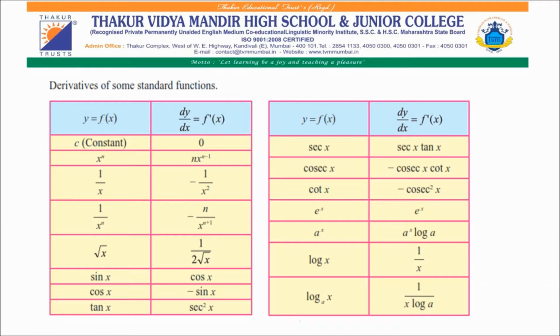Then logarithmic functions. Derivative of log x is 1 by x. Here the log x is written as log x base e; base e is hidden here. So derivative of log x is 1 by x and derivative of log x to the base a is 1 by x into log a. As you know all these derivatives, just recall them.